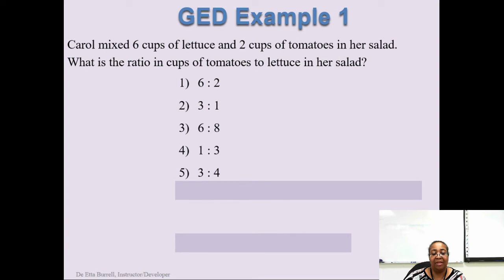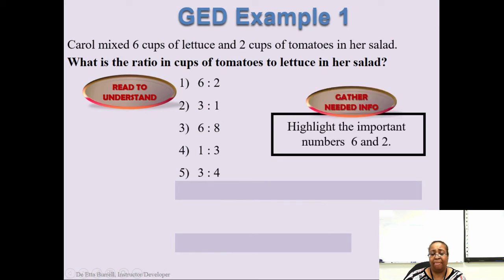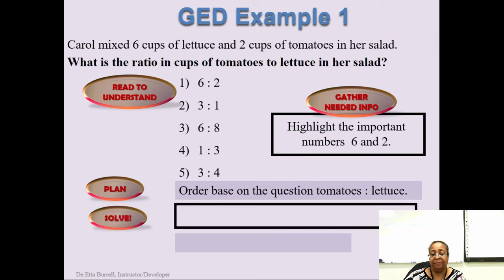But is that simplified? No. 2 to 6 can be reduced by 2. So 2 goes into 2 once, and 2 goes into 6 3 times. So the best answer, after we read this and we gather our needed information, and this is a strategy you can use when you're using word problems. Read to understand, gather the needed information, and then do your plan. So the ratio we got was 1 to 3. You can always check it if you have time.